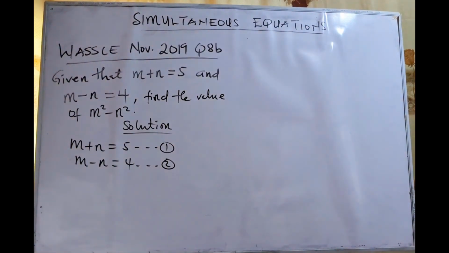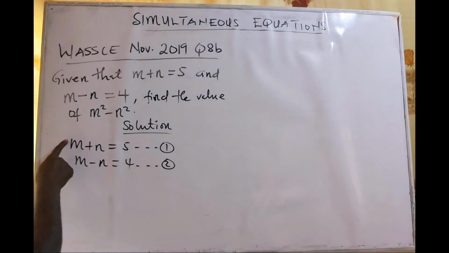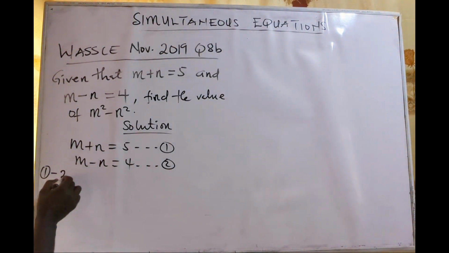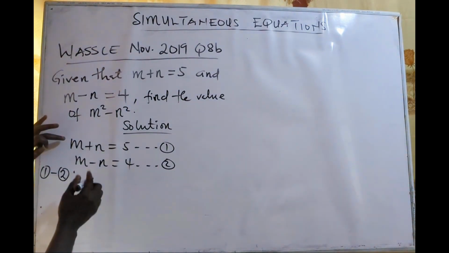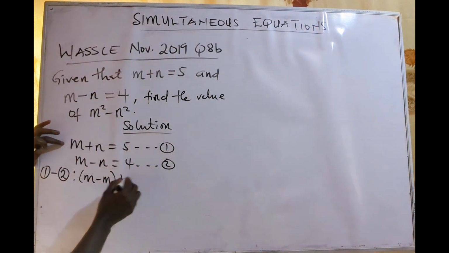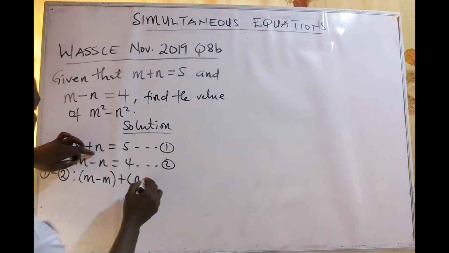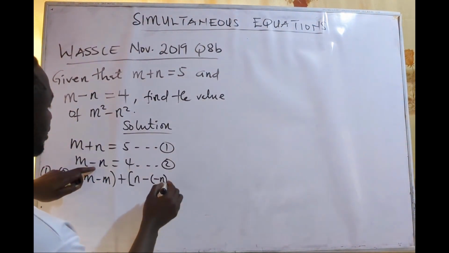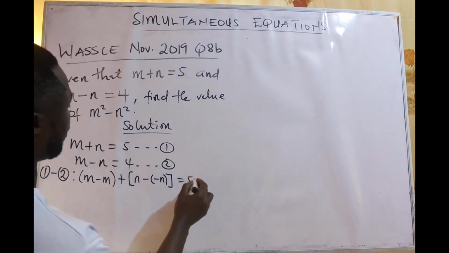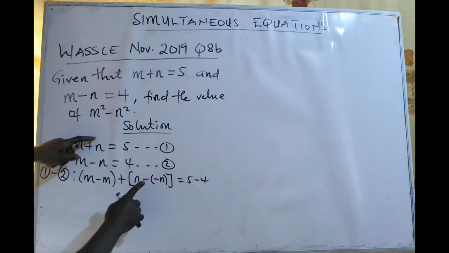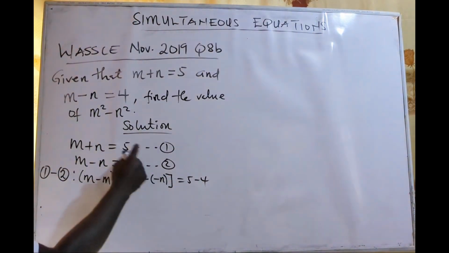So let's eliminate m. Since they are both positive and their coefficients are the same, I'm going to subtract the two equations. So I will say equation 1 minus equation 2. Then m minus m, then n minus, remember here it is minus n, so minus minus n, and then 5 minus 4.